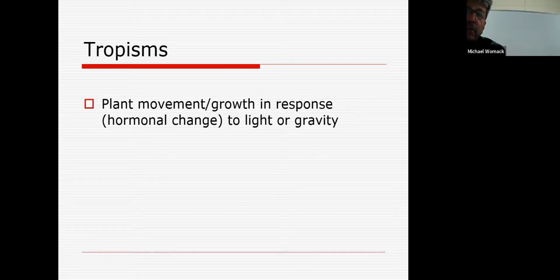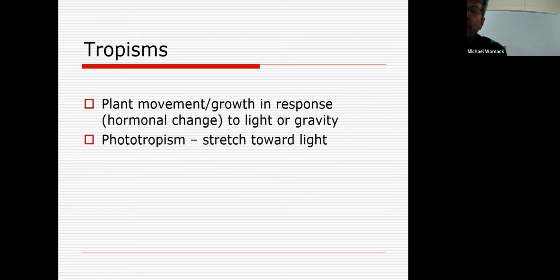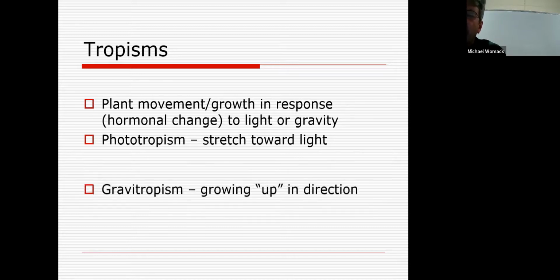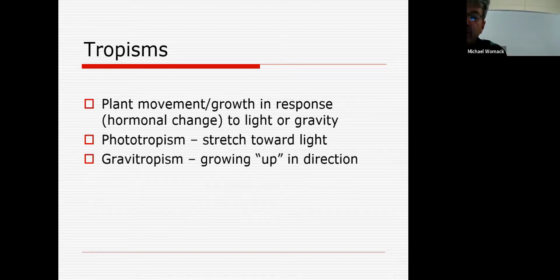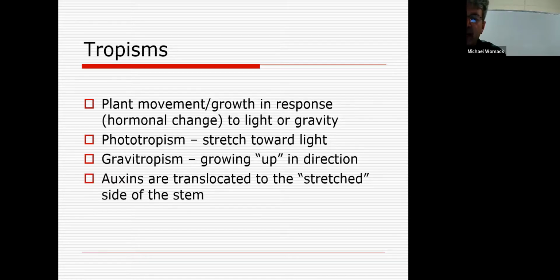And that's phototropism because it's a response to light. If it was to gravity, it's called gravitropism. So again, phototropism stretches towards the light. Gravitropism is that growing up in direction due to gravity. And again, it's a survival mechanism, and it's caused by the hormone auxin accumulated either on the bottom side in gravitropism or on the dark side in phototropism. So that's what causes the stretching of that stem.